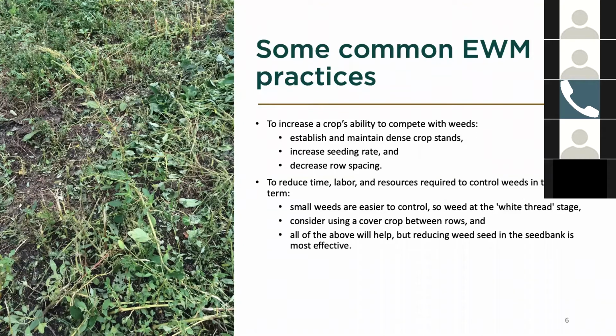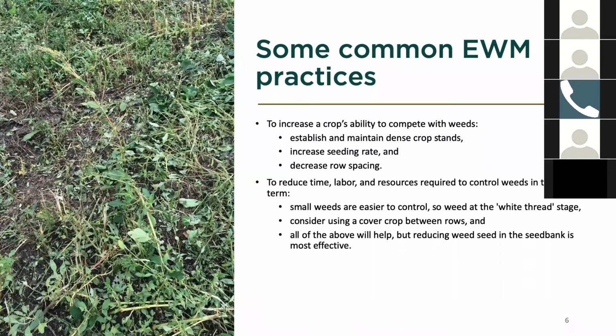Remember that small weeds are easy to control and big weeds are hard to control. So we encourage people to do their cultivation when weeds are at the white thread stage, which is just before they emerge. Just a few, 15, 20 minutes of a drying wind can kill those tiny seedlings.